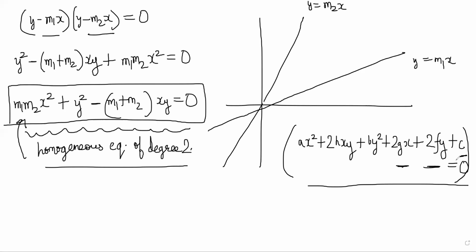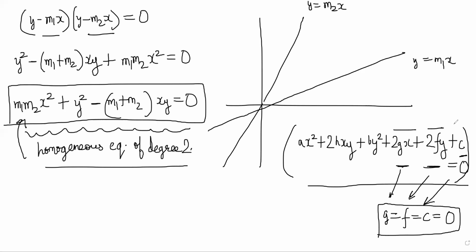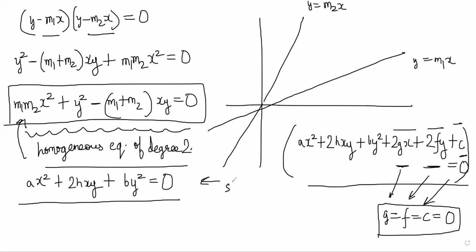So for it to be a pair of straight lines passing through the origin, we should have g = f = c = 0 first of all. These terms should vanish, right? So the standard equation of a pair of straight lines passing through the origin will look something like this: ax² + 2hxy + by² = 0, right? This is the standard equation of a pair of straight lines through the origin, through 0 comma 0.